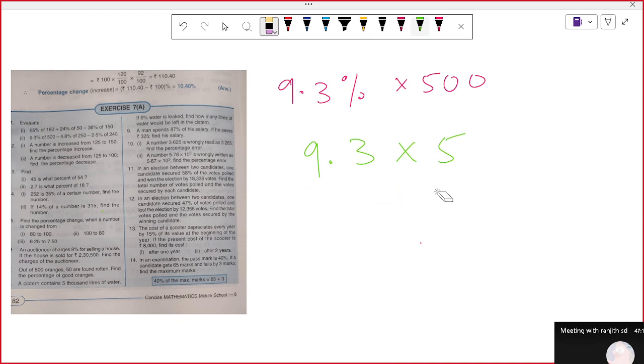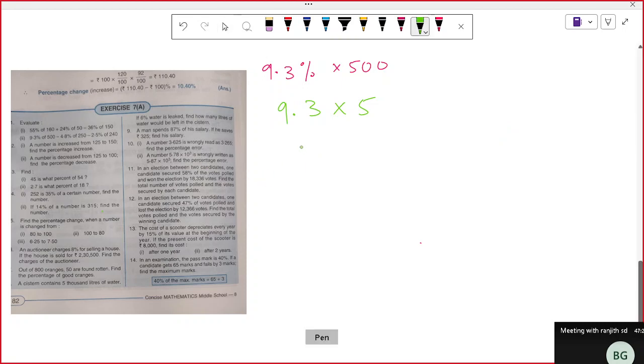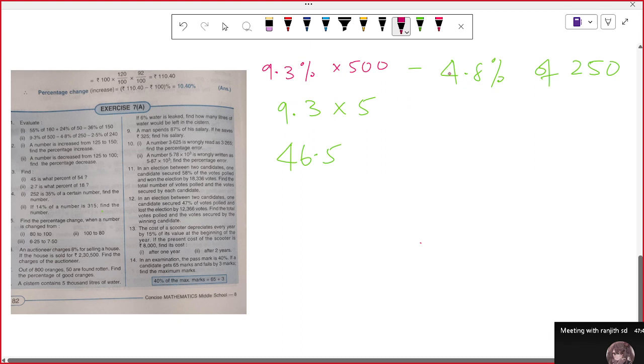Okay, 9.3 into 5. 9 5s are 45, 46.5. Sir, even I got 46.5. Yes, 46.5. Okay, 9.3 minus 4.8% of 250. Yeah, Dhriti, answer this quickly. The second one, what do you do with this? Is Dhriti online?